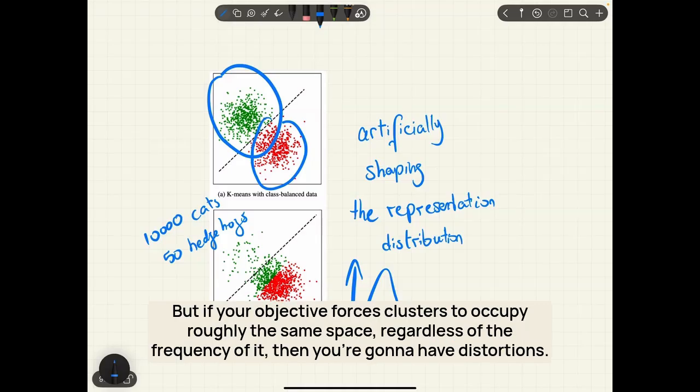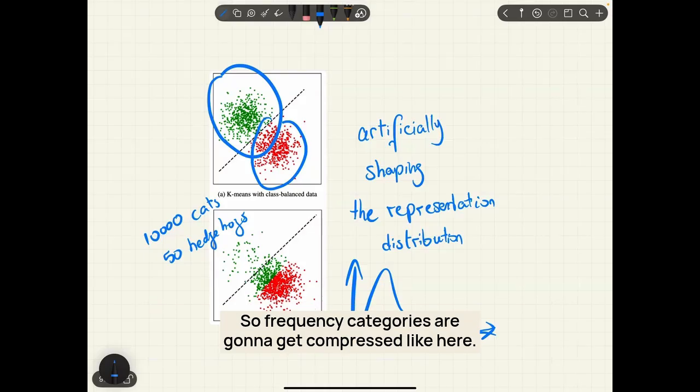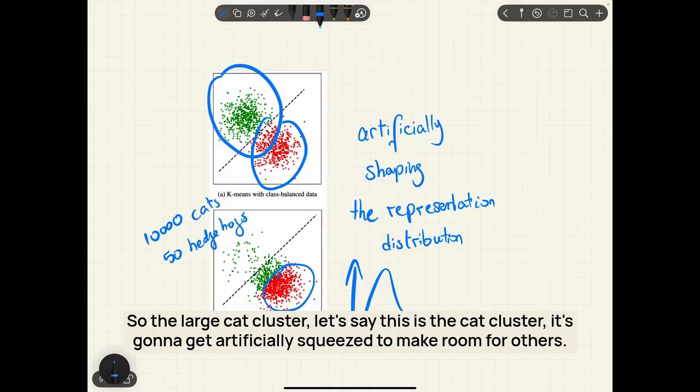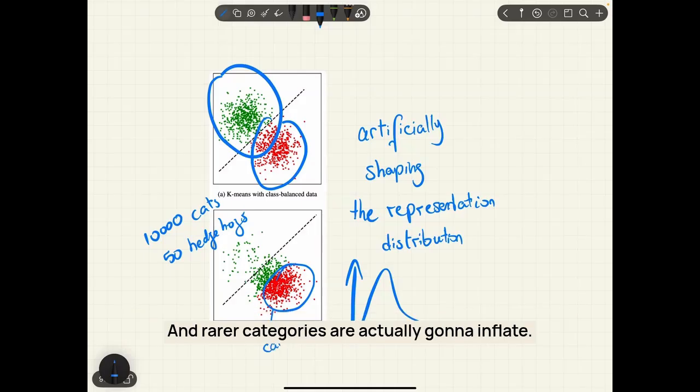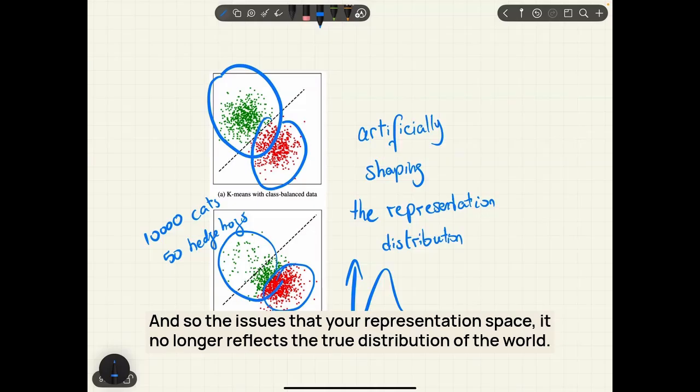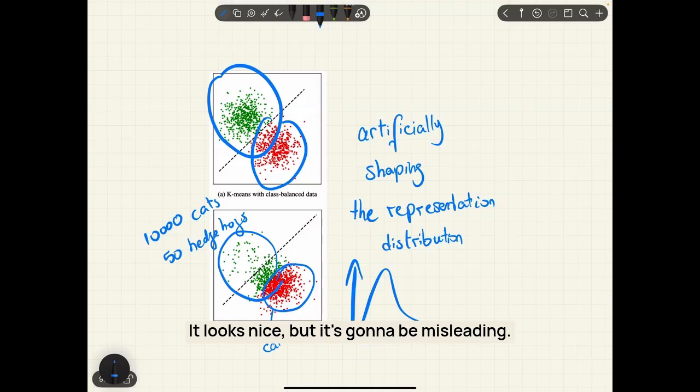But if your objective forces clusters to occupy roughly the same space, regardless of their frequency, then you're going to have distortions. Frequent categories are going to get compressed, like here. The large cat cluster, let's say this is the cat cluster, is going to get artificially squeezed to make room for others, and rarer categories are going to inflate. So the issue is that your representation space no longer reflects the true distribution of the world. It looks nice, but it's going to be misleading.